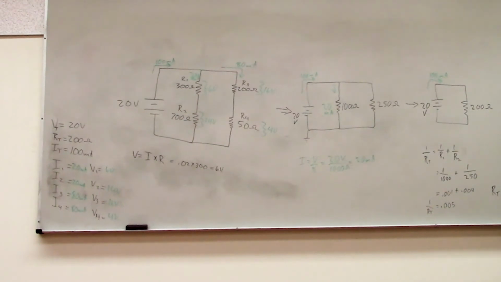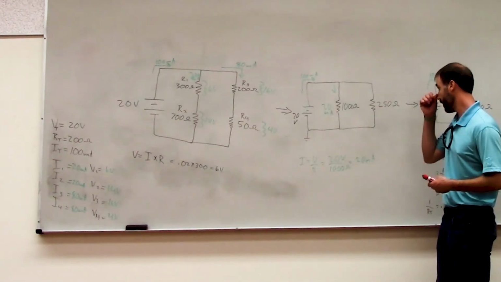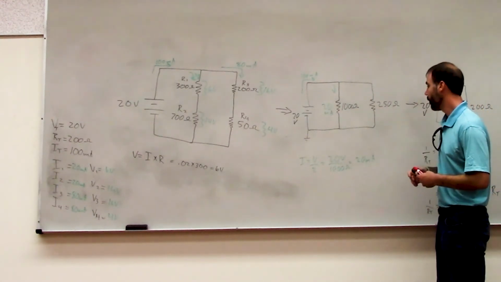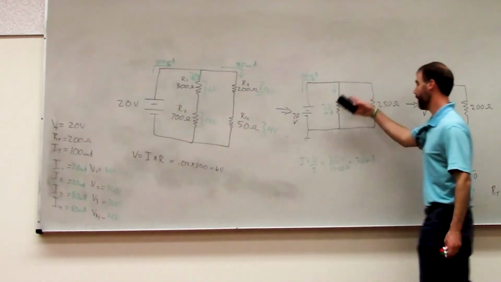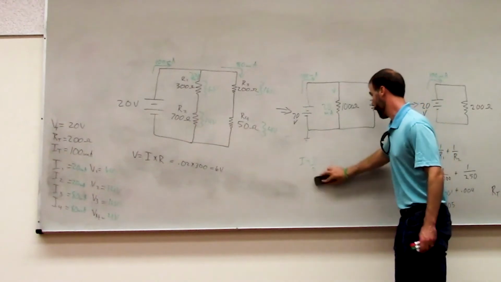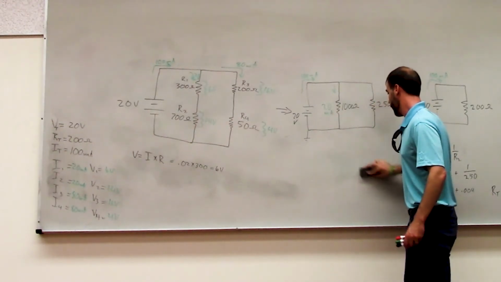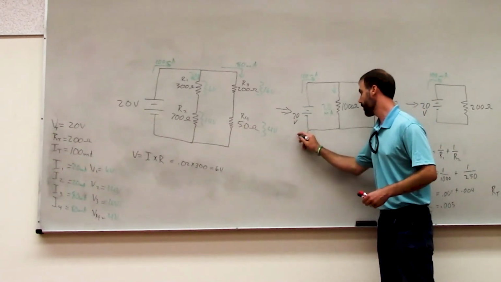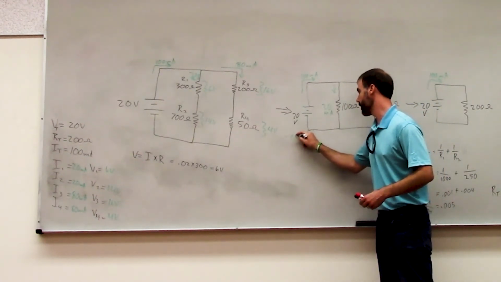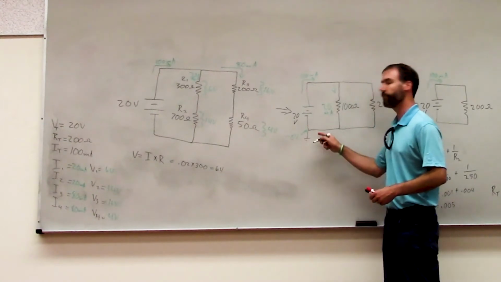Okay? Yeah? Can you repeat how you split the current between the two? Sure. So what we did is that we looked at this second circuit, and we said that there was 0 volts at this point right there.